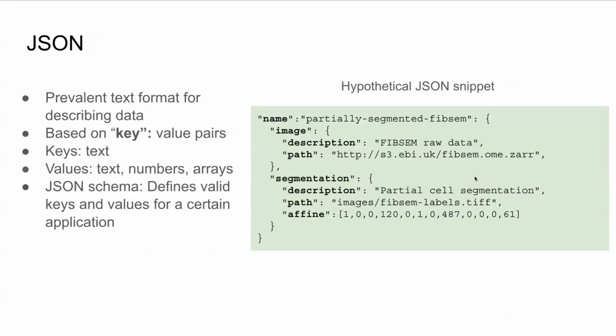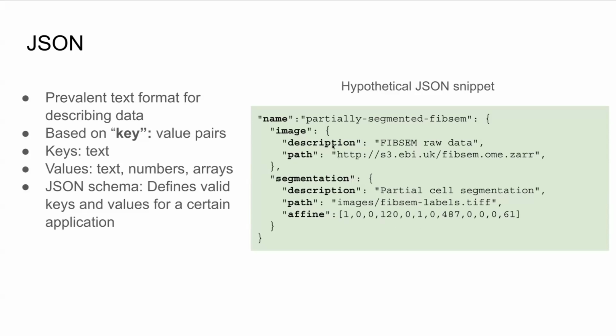Okay, now if you want to share more than one image, a very important concept is JSON. JSON is a text format for describing data, and it's used a lot, specifically also on the internet. It's based on key value pairs, where the keys here in bold can be free text. The values can be text, numbers, or arrays. Here, for example, is an array with the brackets.